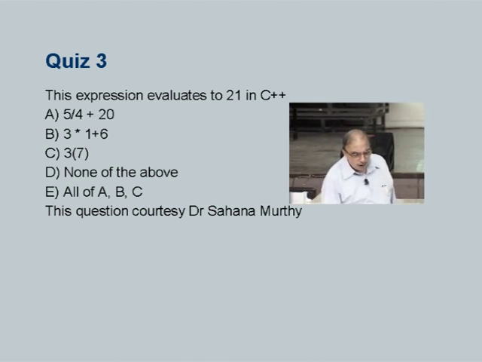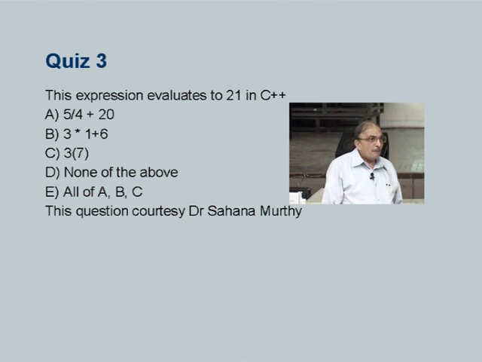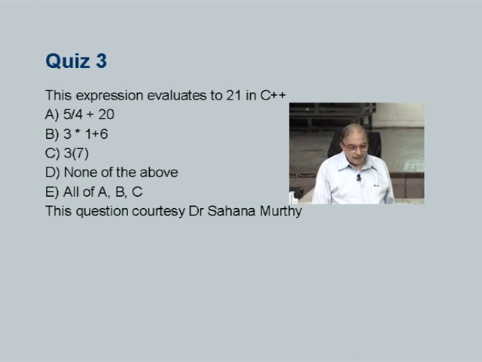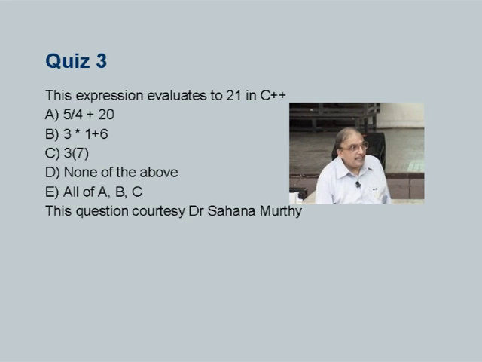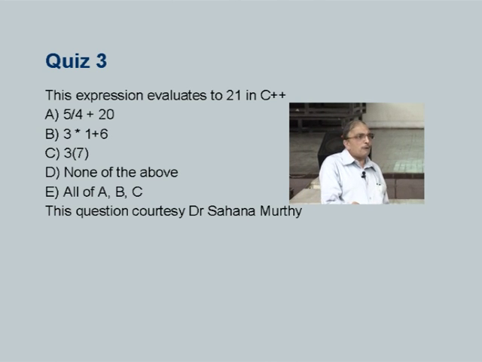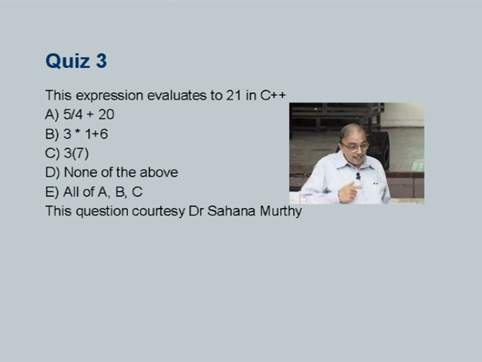For example, 5 by 4 plus 20, 3 star 1 plus 6. Star, you can guess to be multiplication symbol. Now, if you interpret this 3 star 1 plus 6 as 6 plus 1, 7 multiplied by 3, you get 21. But if you interpret as 3 into 1, you get 3, and then add 6. You don't get 20. The syntax in C says 3 in bracket 7. Any ordinary human being who has learned some maths will interpret this properly to mean 3 into 7. But Mr. Dumbo may not understand this. These are the squiggles. The real googly is D, none of these, or E, all of these.